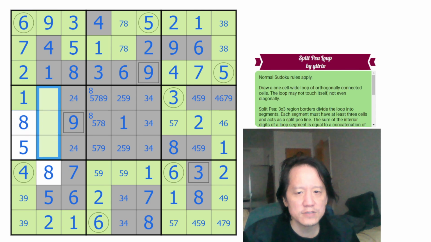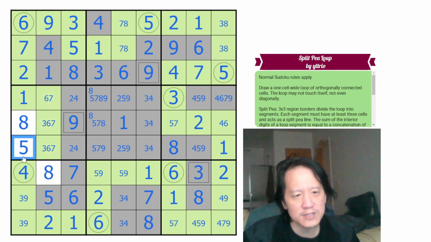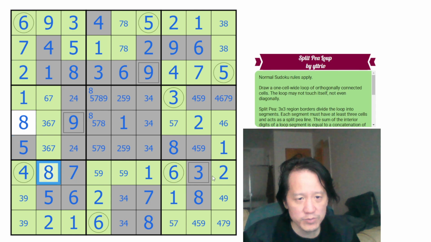This is 3, 6, and 7. So this can't be 3. If it's these two and that one, that works, then that's 8. So if this is 6, 7, that's 3. Or it could potentially go here, but then that doesn't add up, right? 3, 6, and 7 add up to 16 already, and that would be 17. So it cannot enter here. So this is not allowed. So it must be this way, and this must be a 3.